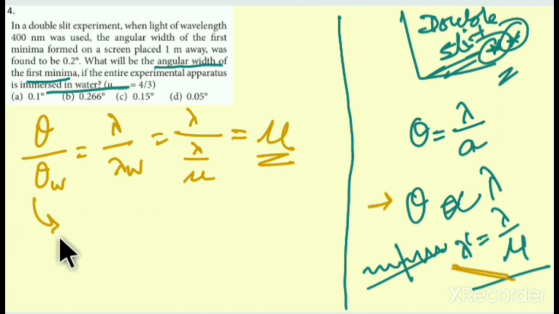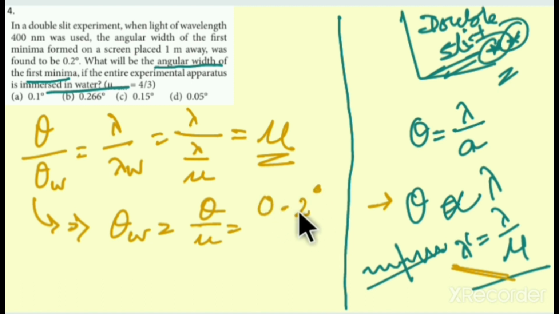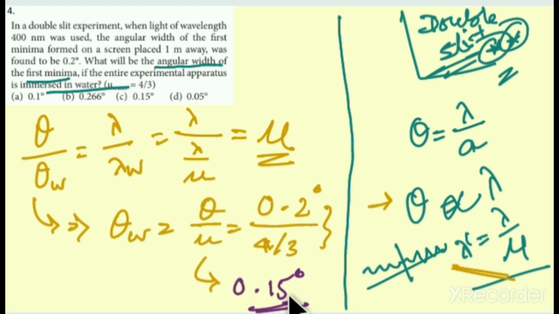So now from here we can say that theta w is equal to theta by mu, and we know the previous theta is 0.2 degree, which is given in our question, and mu is 4/3 for water, which is also given. If we calculate this, it will give us a new answer equal to 0.15 degree. So this is our answer, option C.